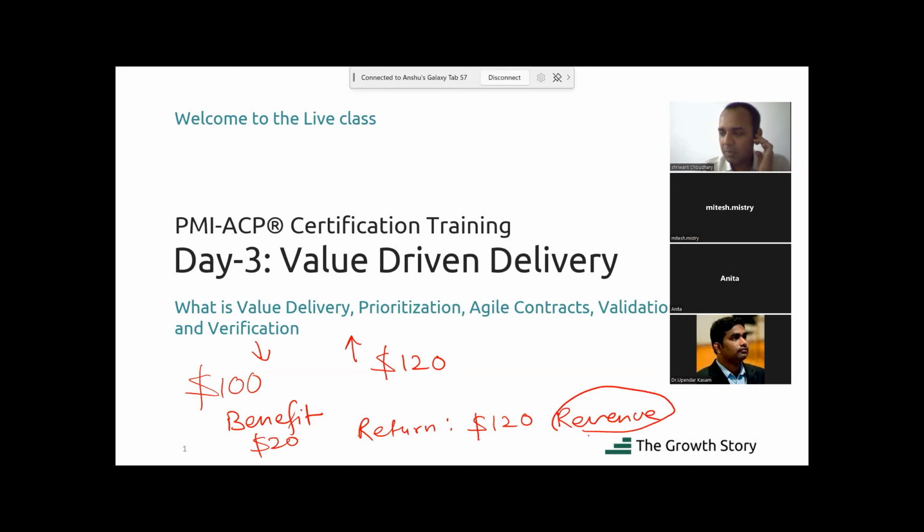The terms in PMI-ACP may confuse you, especially these terms. So wherever I feel there is some point of confusion, I want you to be very clear about it. Benefit and revenue or return should be very clear in your mind. Return equals revenue equals sales, and benefit is the profit. Okay, this we discussed yesterday. What else did we discuss yesterday?